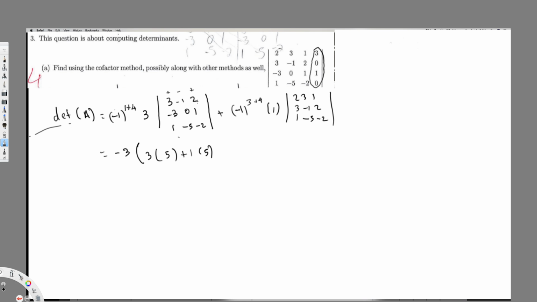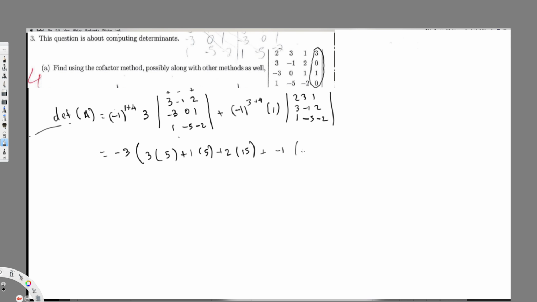Then we have 2 here, so it's going to be plus 2. If I take plus 2, I have to remove the vertical and horizontal components of this one. So it's going to be negative 3 times negative 5, which is positive 15. Then 1 times 0 is going to be 0, therefore positive 15. So we multiply by positive 15. Then we have this one, minus 1 to the power of 7, so it's going to be minus 1. Minus 1 times 1 is going to be minus 1.